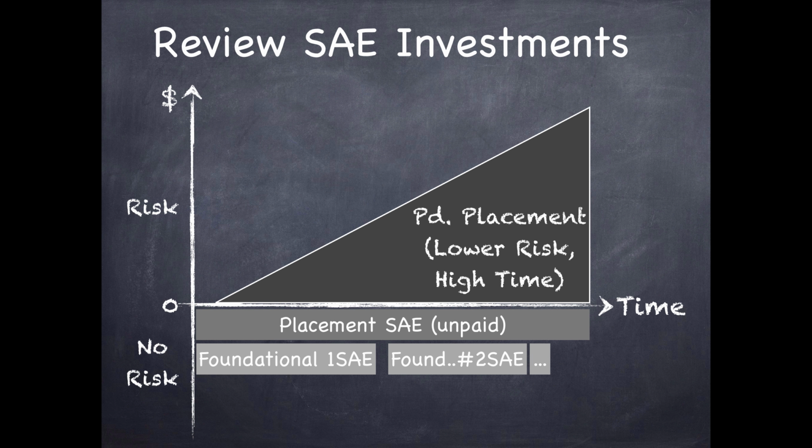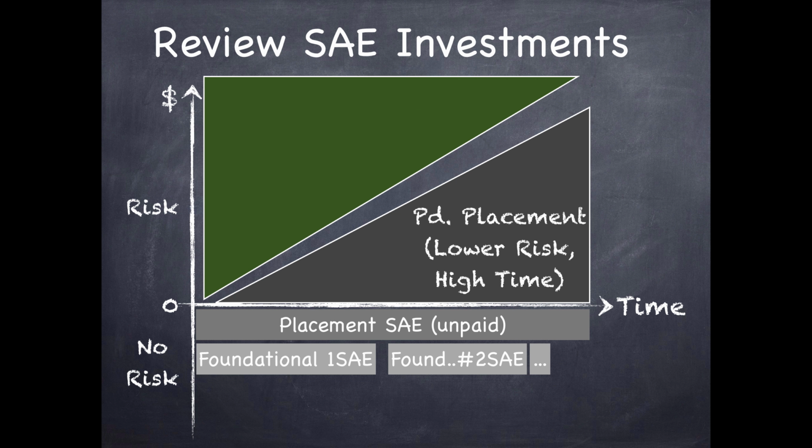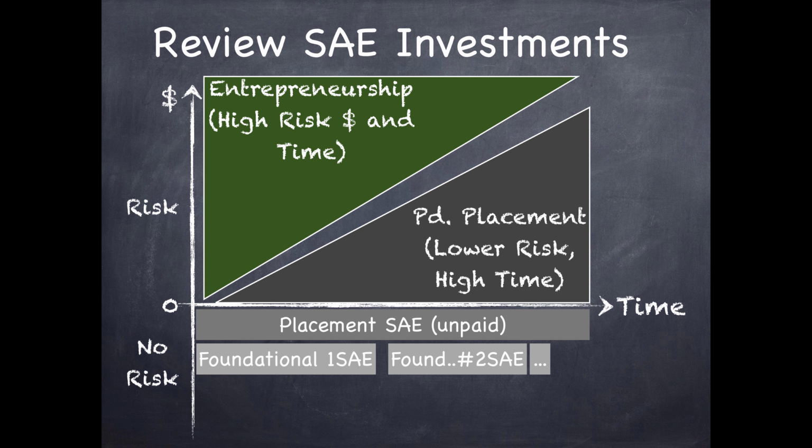So financial record keeping here is really kind of one conversation. Again, low risk, but high time. In other words, you're going to get a paycheck. Now, the next area is this area here. This is really where we spend a lot of our time talking about financial records in an SAE. That's entrepreneurship. Entrepreneurship is, as you can see, high risk and high time. So it's the most complicated kind to keep records on.